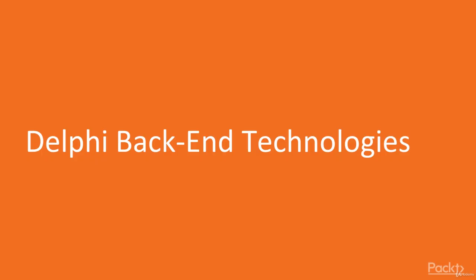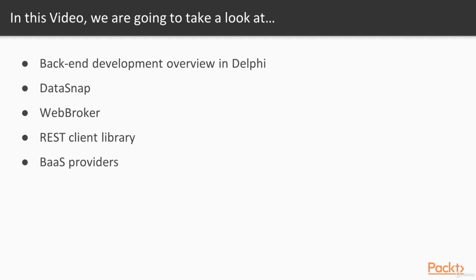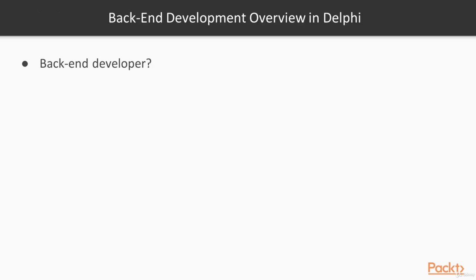Okay, in this video, we are going to take a look at these topics: backend development overview in Delphi, DataSnap, WebBroker, REST client library, and backend as a service providers. A backend developer is a type of programmer who creates the logical backend and core computational logic of a website, software, or information system. The developer creates components and features that are indirectly accessed by a user through a front-end application or system. So, backend developers primarily develop and maintain the core functional logic and operations of a software application or information system.